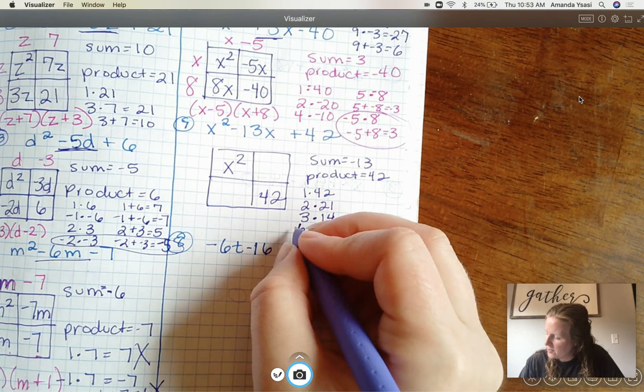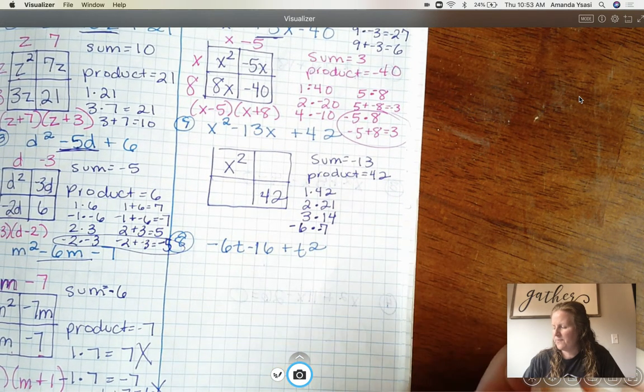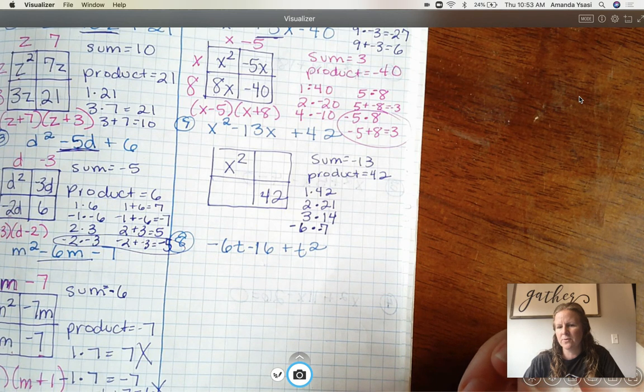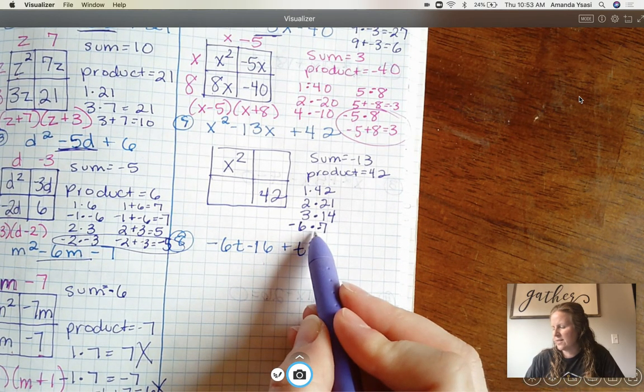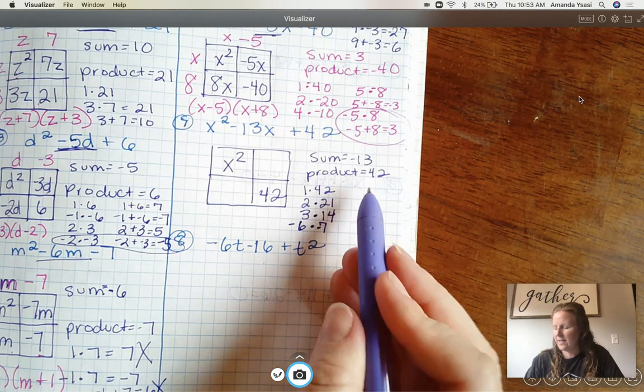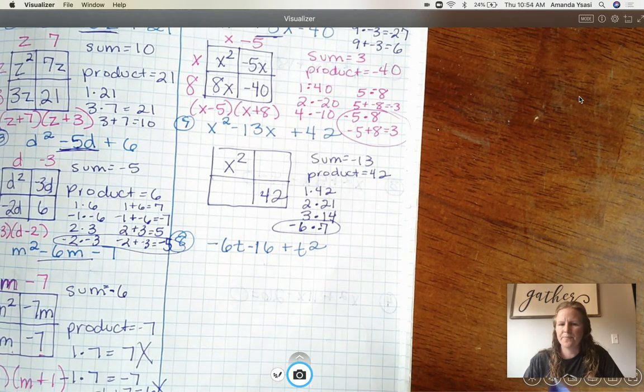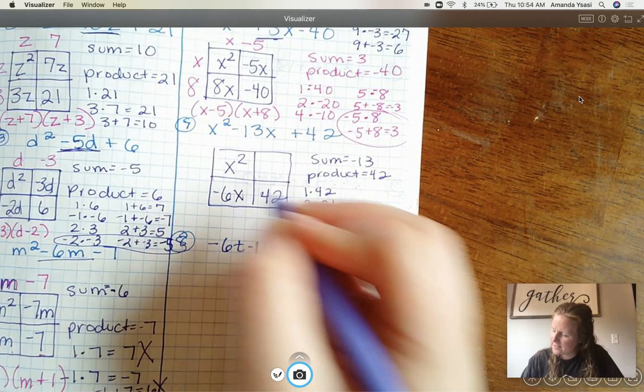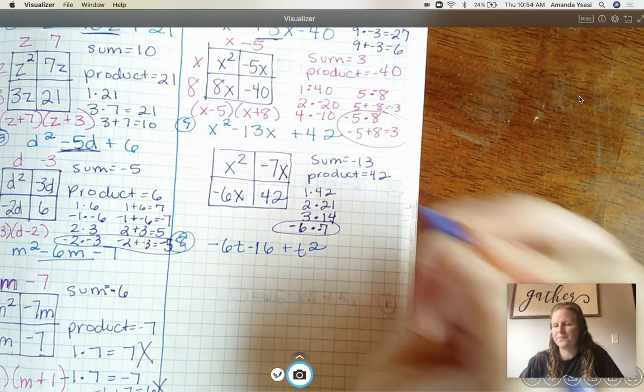So what if I do negative 6 and negative 7? Does that still get 42? Yeah, it gets positive. And then I add these together, negative 6 plus a negative 7. That gets negative 13. So this is it. So negative 6x and negative 7x.